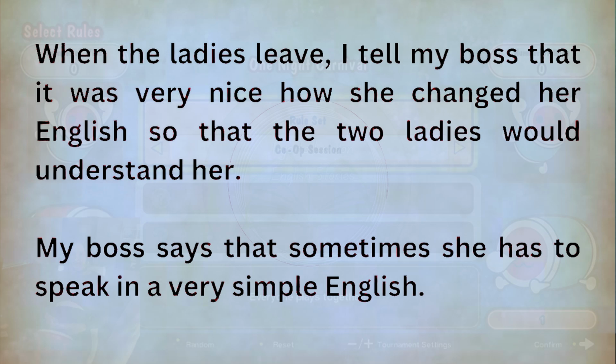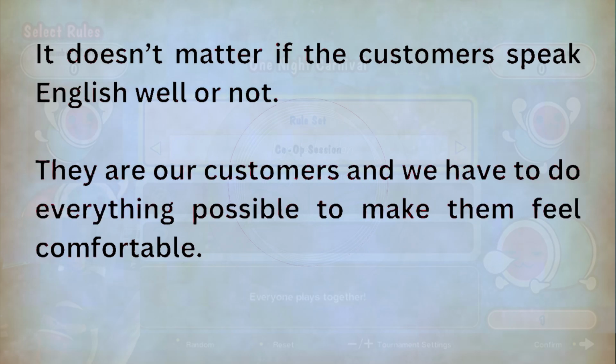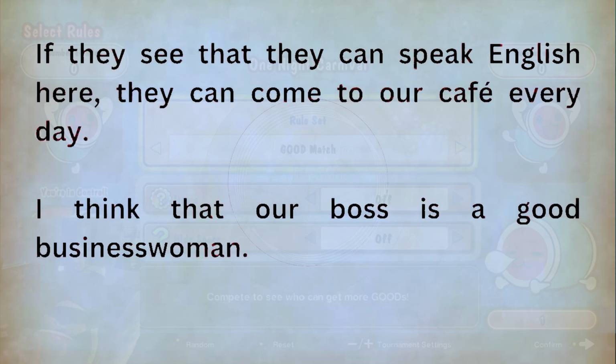When the ladies leave, I tell my boss that it was very nice how she changed her English so that the 2 ladies would understand her. My boss says that sometimes she has to speak in a very simple English. It doesn't matter if the customers speak English well or not. They are our customers, and we have to do everything possible to make them feel comfortable. If they see that they can speak English here, they can come to our cafe every day.